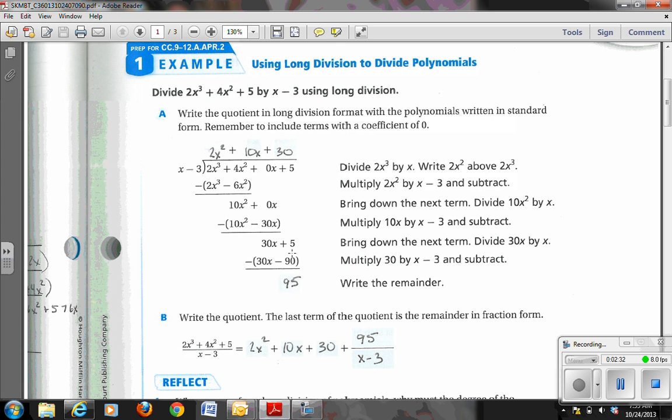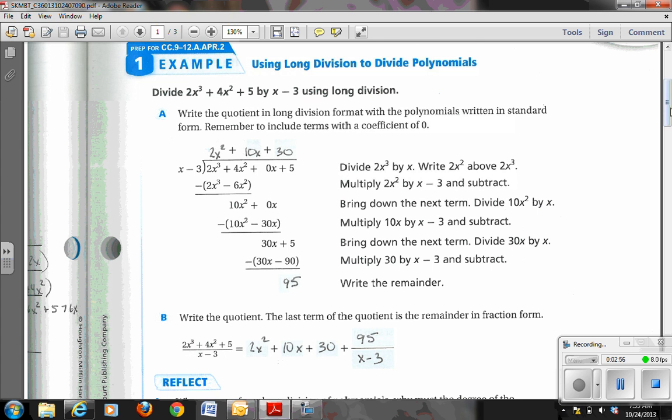I bring down the 5. I'm going to do it one more time. So here the 30 times x gives me 30x. So I also do 30 times 3, giving me negative 90. Again, subtracting, and when I do that, these first terms better drop out, and I have 5 minus a negative 90. So 5 plus 90 is 95. Now at that point there's no more terms to bring down, so I have just 95 as my remainder.